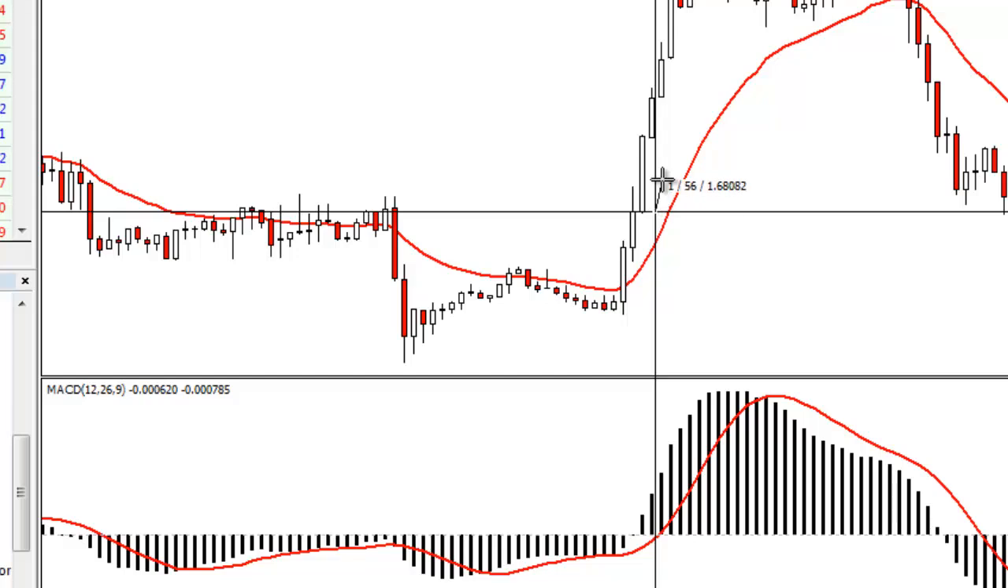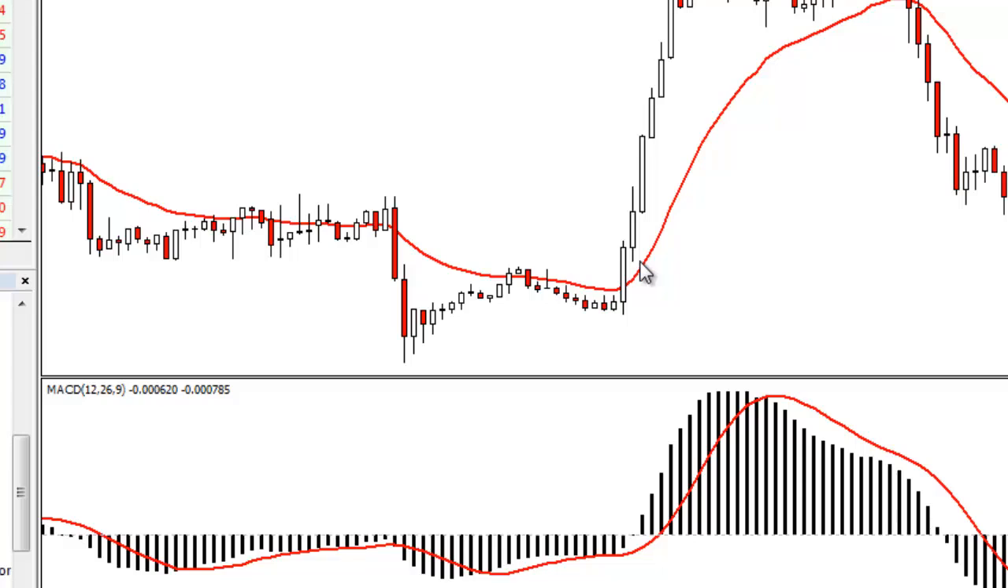So once you enter here, target 10 pips and exit, and your stop loss should be below this exponential moving average. Put some 5 to 10 pips of stop loss below this exponential moving average. So this is the strategy for a long entry.